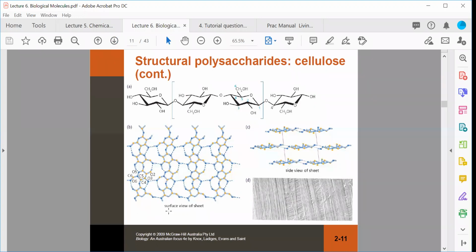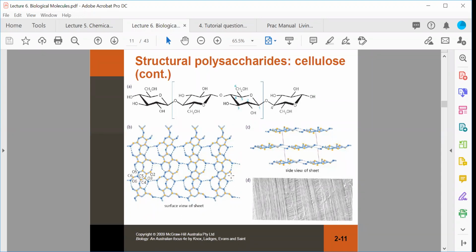Here's another view. This is a surface view of glucose monomers and the way that they're joined together. A little bit hard to see. So there's one there linked to another one there and there and there. So in a straight chain, and then they are linked to another chain here of glucose and so on to form a sheet of cellulose.